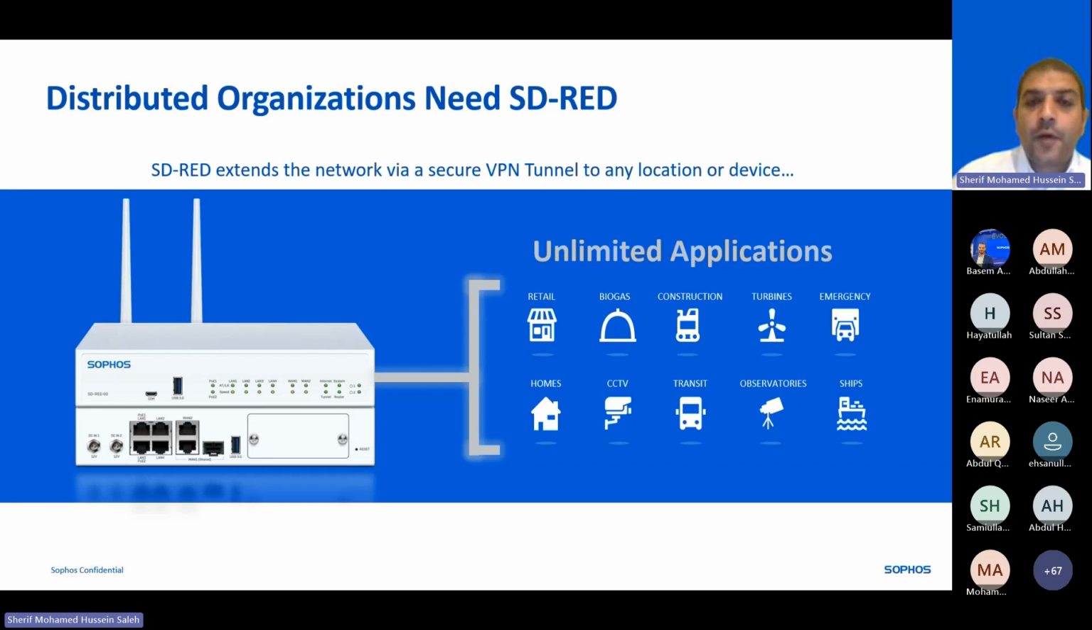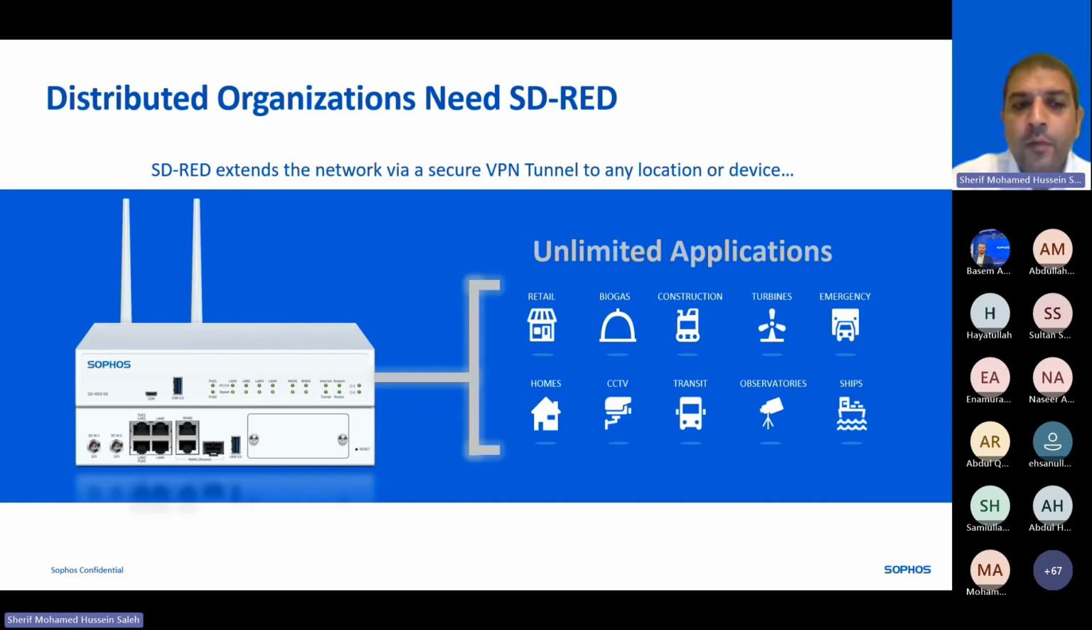This device can provide two WAN connections, so you can have failover options. If you go for the RED 60, you will have two WAN connections, and these two WAN connections can provide failover capabilities.